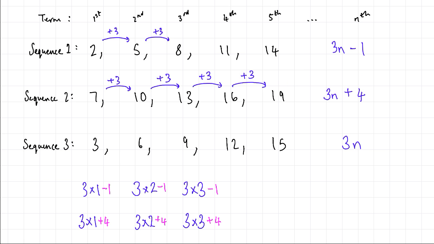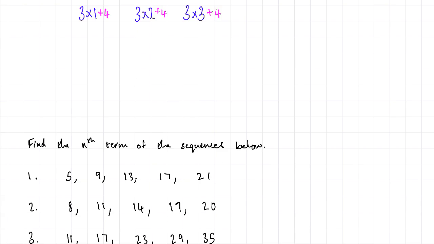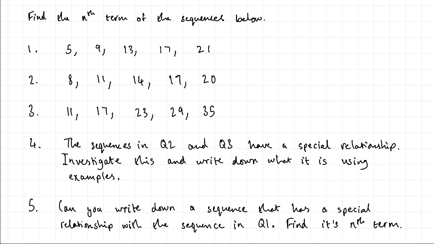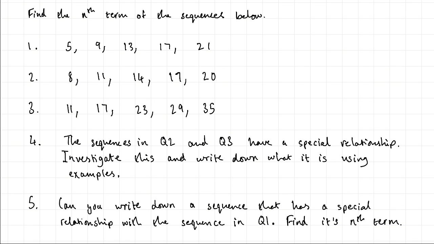Now I have some questions for you to do. So I want you to do these questions and then bring this to the lesson. So the first task you have here is to find the nth term. Remember, this is also called the position to term rule of the sequences below. Now these sequences are all linear sequences, but the common difference might not be 3. It might be something else. So you need to find the nth term for all of these sequences.